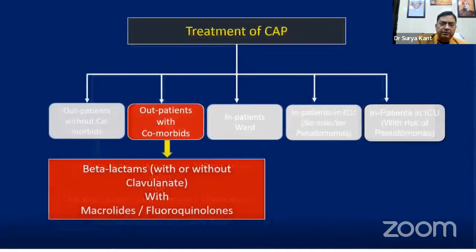Now, the second situation is outpatient treatment, but the patient also has a comorbid condition. Again, you start a beta-lactam antibiotic, that is amoxicillin with or without clavulanic acid, together with a macrolide, that is azithromycin or clarithromycin. So you combine both antibiotics. Usually we avoid the fluoroquinolone. Why do we usually avoid fluoroquinolone? Because this patient might also be a case of tubercular pneumonia, and fluoroquinolones are also anti-tubercular in action in the long term.